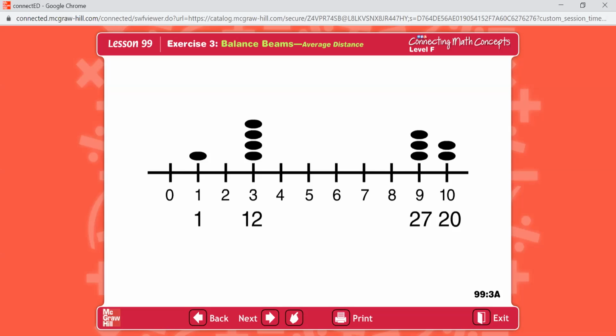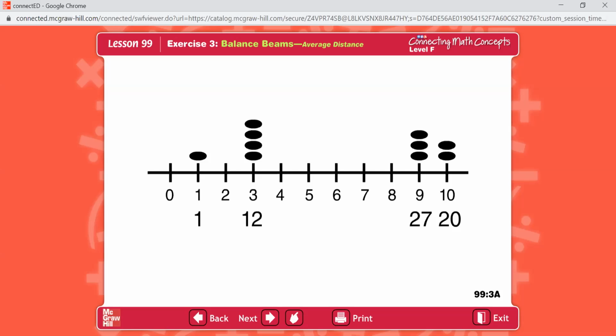Here are the distances for the weights. Now add those distances to get the total distance. The total distance is 60. 1 plus 12 plus 27 plus 20 equals 60. Now figure out the balance point and make an arrow to show the balance point. Pause the video now to work the problem.